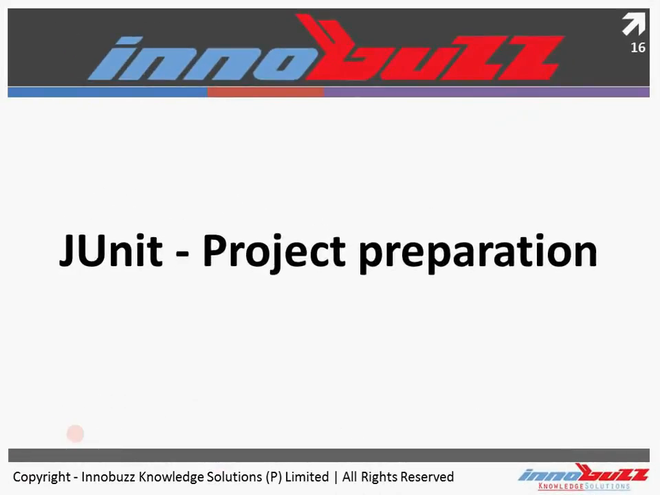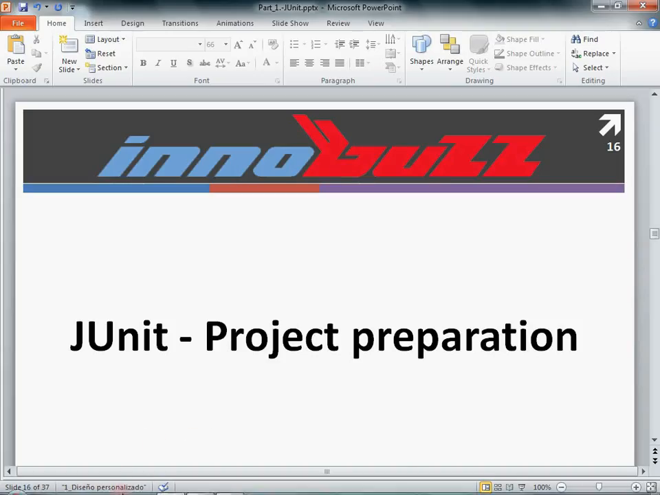JUnit project preparation. So we are done with environment setup of JUnit, and we know something about life cycle, assertion, annotation, many concepts and many features. Next thing is to start working on it. To work on it, we have to do something called project preparation. We have to follow a project structure to have our JUnit test classes. So let's see how it is done.